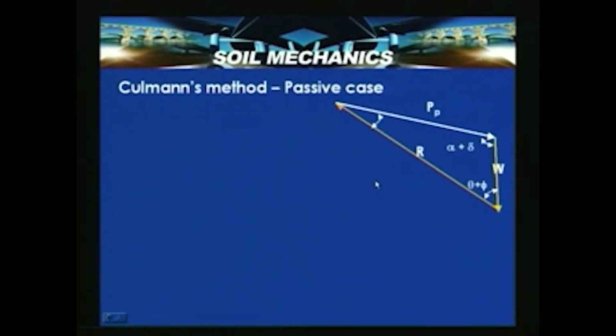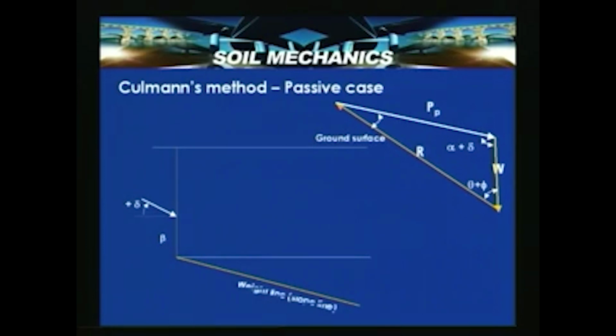Now let us look into how we can apply Culmann's method to the passive case. We look at the animation here. This is a passive case with a positive wall friction. The wall face is vertical, with a wall face interface friction of delta. Then the weight line or slope line is drawn at phi below the horizontal. Then the earth pressure line is drawn at an angle from the slope line, psi equal to alpha plus delta. Then we try to draw the trial wedges.